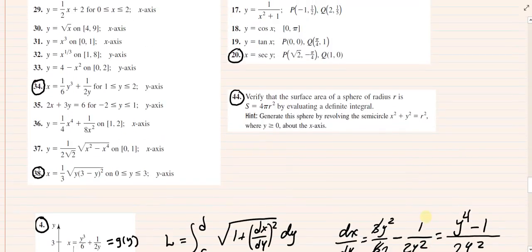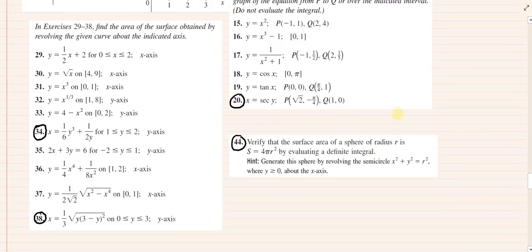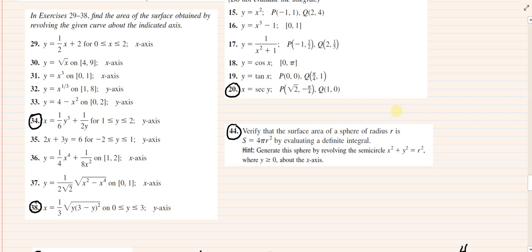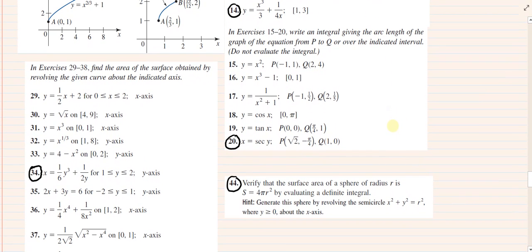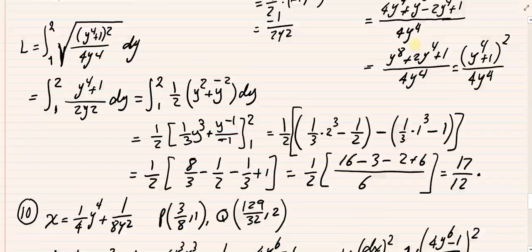Now let's take a look at, after number 14, we're looking at number 20. In exercise number 20, the question reads, write an integral giving the arc length of the graph of the equation from P to Q or over the indicated interval. Do not evaluate the integral. So in number 20, we simply want to set it up. And the curve is x equals secant y, and we're using these points. We just want to set up the integral in number 20.